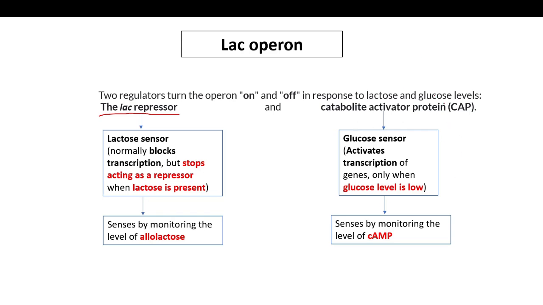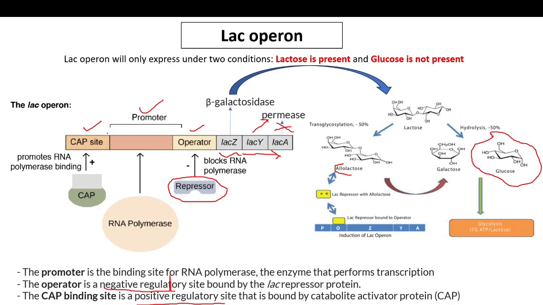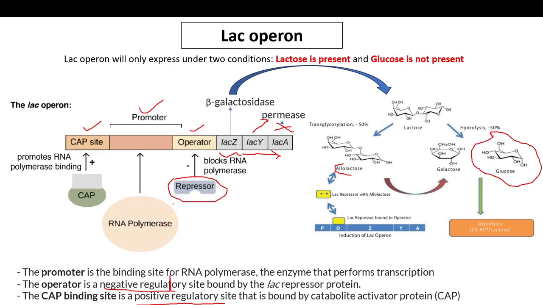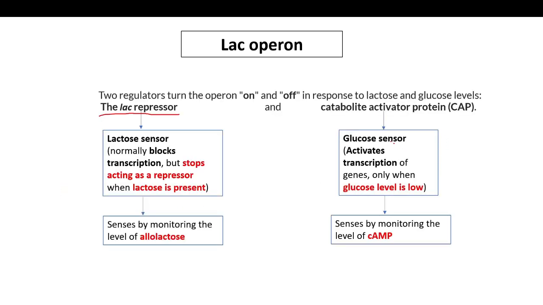Another sensor which is present is the glucose sensor. The glucose sensor is this catabolite activator protein which binds to this CAP site. This green colored protein is the glucose sensor. It helps in activating the transcription of genes only when the glucose level is low. So mind it, if the glucose level is high, then this CAP binding protein can no longer activate the transcription.